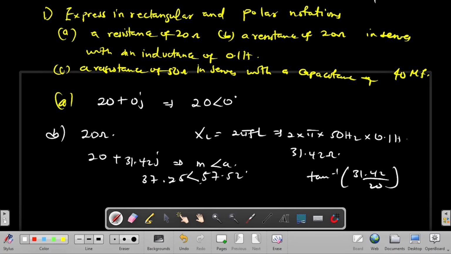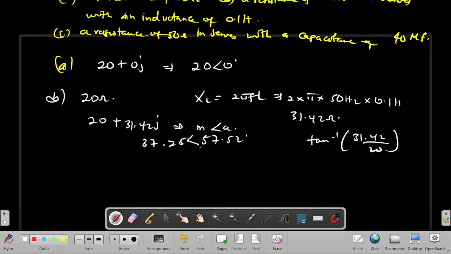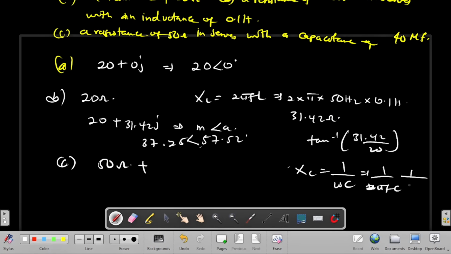Now finally the C. Here we have a resistance of 50 ohms in series with a capacitance of 40 microfarad. So 50 ohms becomes a real part plus. Now we need our capacitive reactance. So XC is always equal to 1 over omega C, which is 1 over 2 pi FC. As simple as that. So our frequency being 50, we're going to have 1 over 100 pi times C, which is 40 times 10 to the power negative 6.